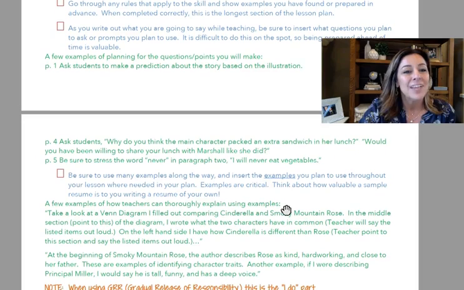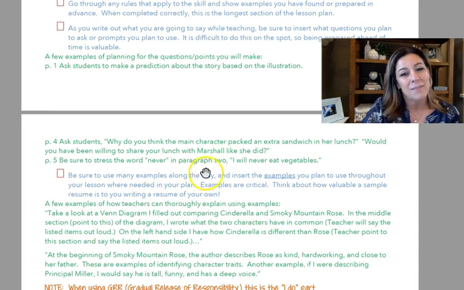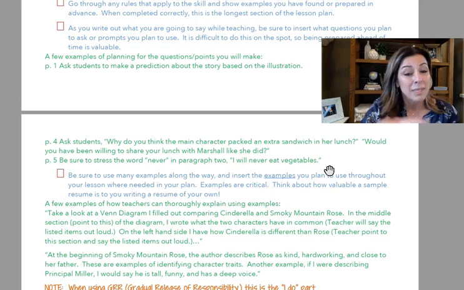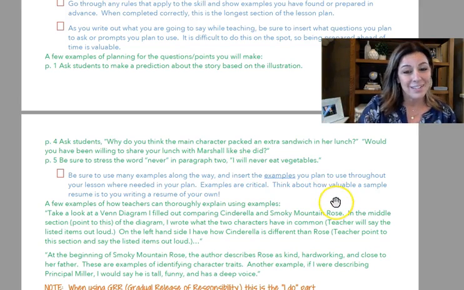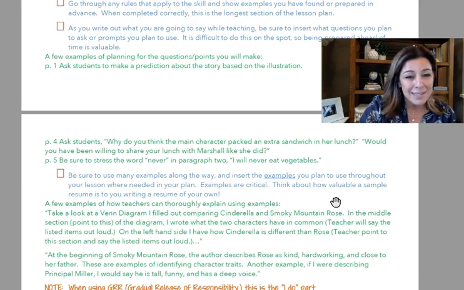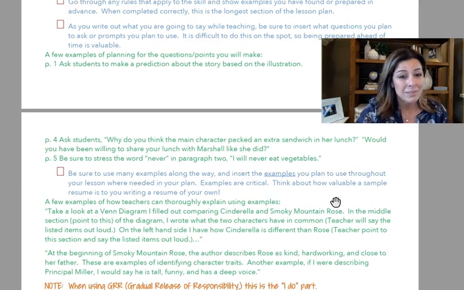And page 5, you'll remind yourself to be sure to stress the word never in paragraph 2. I will never eat vegetables, because you know later in the story something comes up about that they will need to know. So using the stress not only for their entertainment and their comprehension, but also as some foreshadowing.